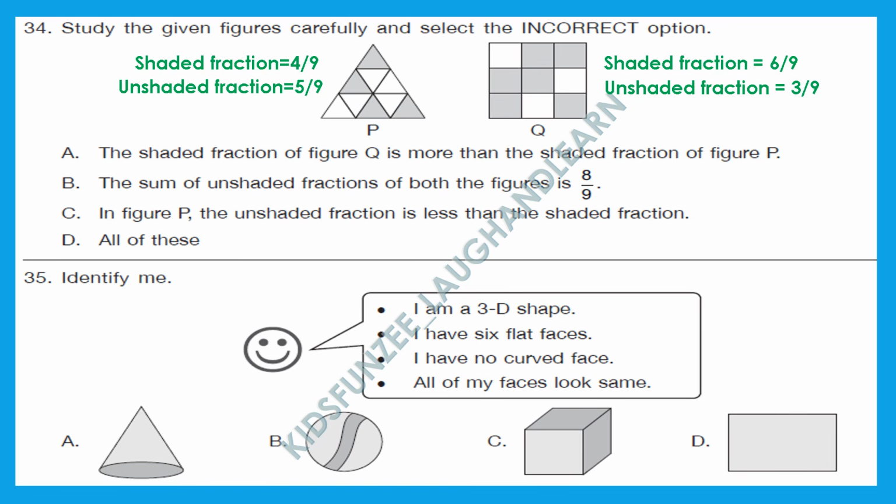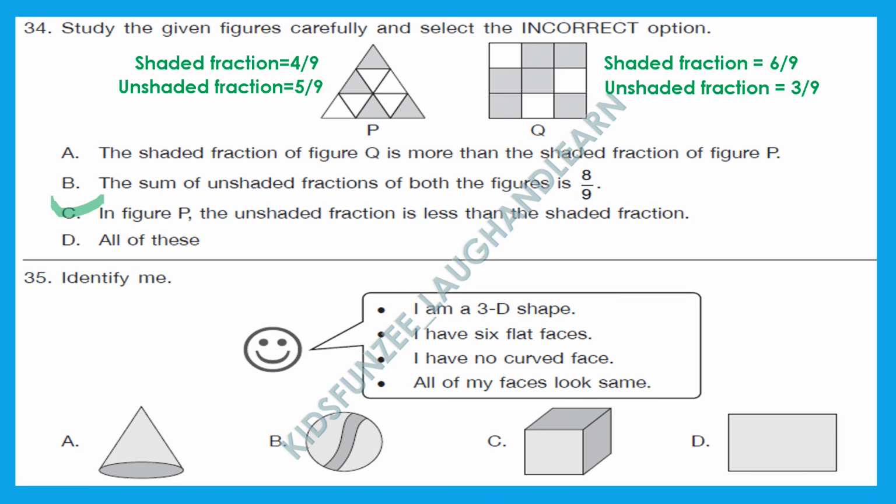B. The sum of unshaded fractions of both the figure is 8 by 9. That is also correct. Denominator is same, so we'll simply add the numerator. So 5 plus 3 by 9, which is 8 by 9. C. In figure P, the unshaded fraction is less than the shaded fraction. Now this is incorrect because in figure P, unshaded fraction is more than the shaded fraction. You can clearly see 5 parts are unshaded and 4 parts are shaded. So we got our incorrect statement, and the option is option C. So for us the answer is option C.